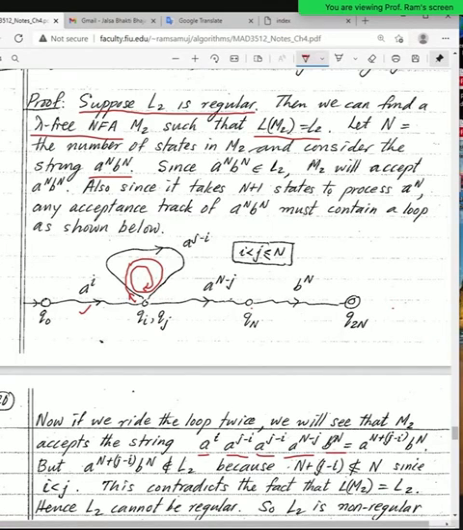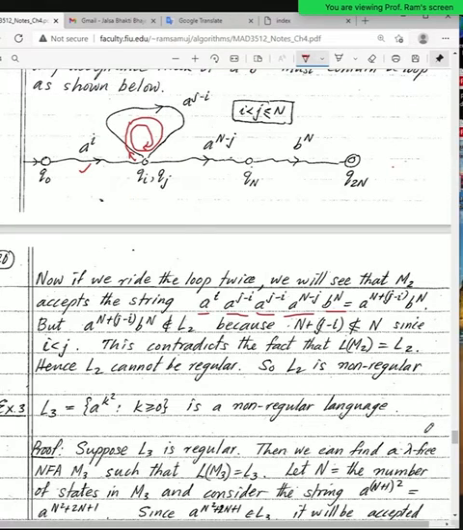And you're thinking, okay, I agree, what is the big deal about that? Well, when you add up these things, this will be A to the n plus J minus I times B to the n. But this string is not a member of L2 because the number of A's is not less than or equal to the number of B's. You have n B's and you have n plus J minus I A's, and J is bigger than I. So you have more than n A's. This contradicts the fact that L of M2 is equal to L2. Hence, L2 cannot be regular.